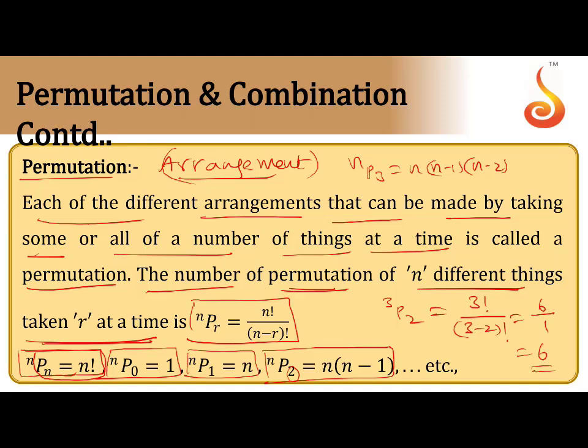For example, I will take the same 3P2 value. With the help of this shortcut, 3P2 is nothing but 3 into 2. So we have 2 factors. 3 into 2 is 6. That gives the same answer. So you can use that method also to find the value of nP2. I hope this is clear.